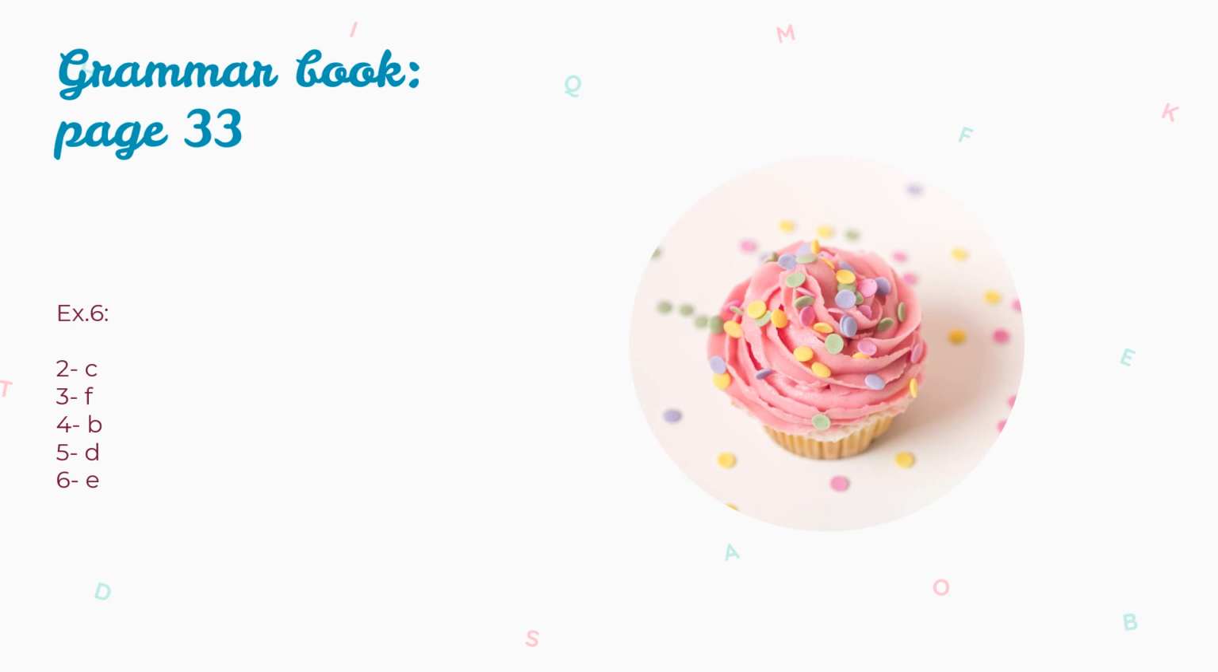Let's move to exercise 6 on page 33 in your grammar book. In this exercise, we have to match 1 to 6 with A to F. Number 1, I ride a bike now, with A, I used to walk everywhere. 2, grandma's hair is gray, with C, it used to be black. 3, we go to France for our holidays, with F, we used to go to Spain. You can complete the rest alone and check your answers from this presentation.